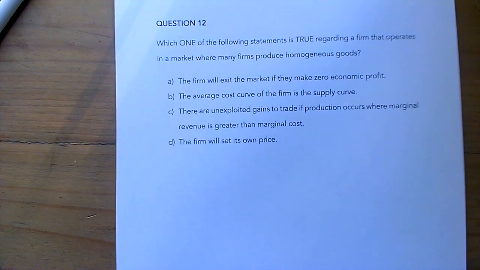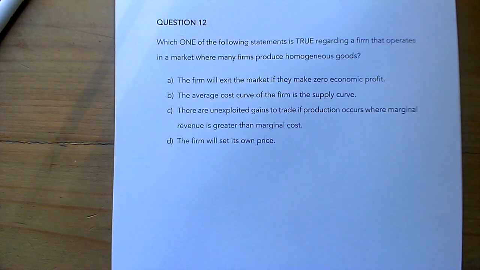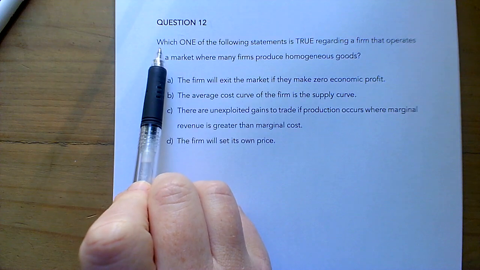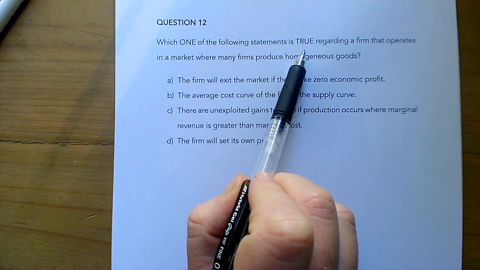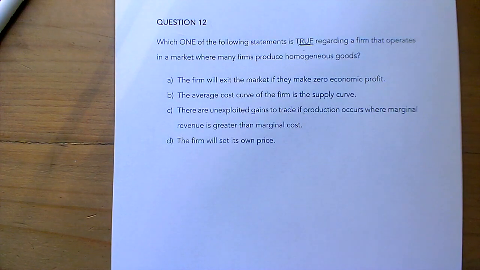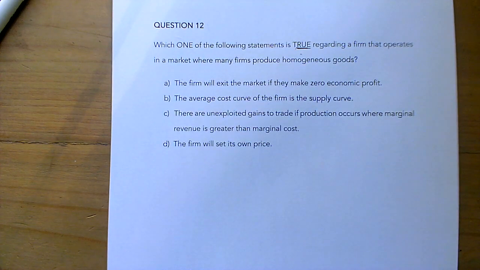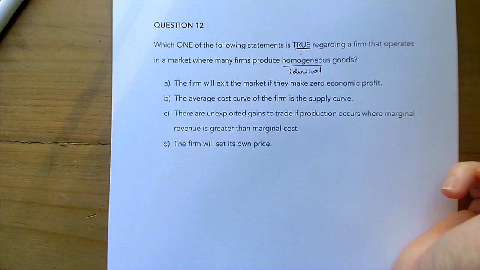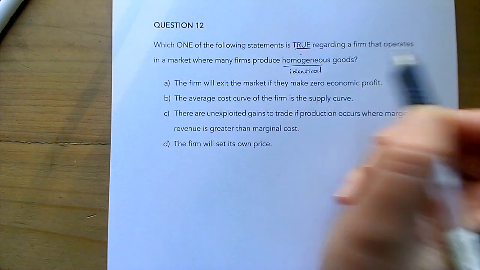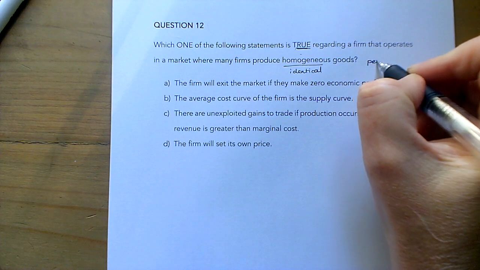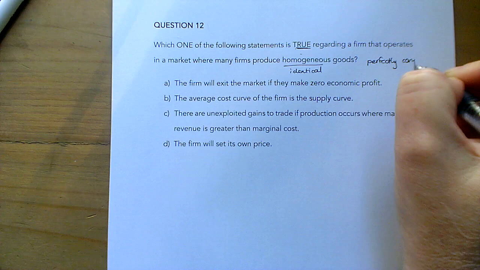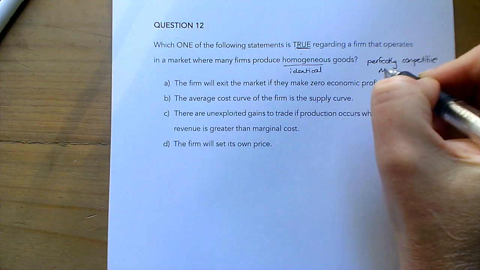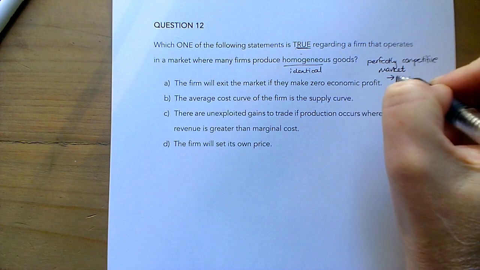I'm then going to move on to question 12, which continues with this theme of perfectly competitive firms and perfectly competitive markets. And what the question says is, which one of the following statements is true? So now we're looking for a true statement regarding a firm that operates in a market where many firms produce homogeneous goods. So homogeneous is just another term for identical. And so in markets where there are many firms producing identical products, this is a perfectly competitive market, which means that firms are price takers.